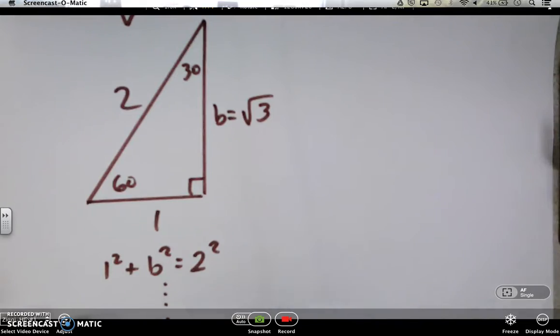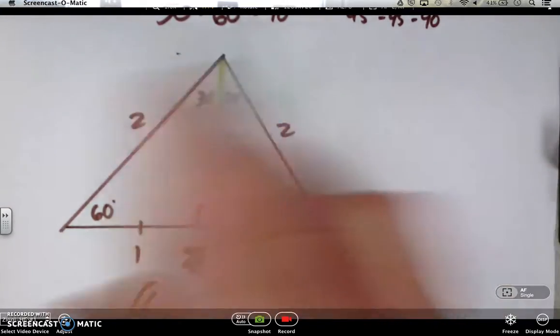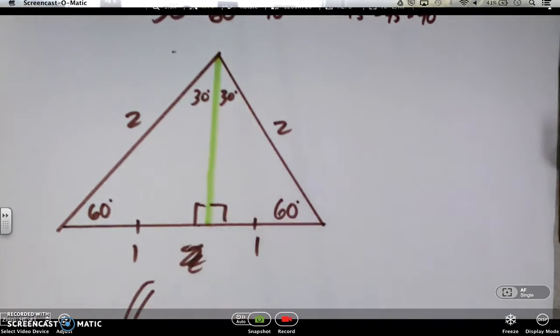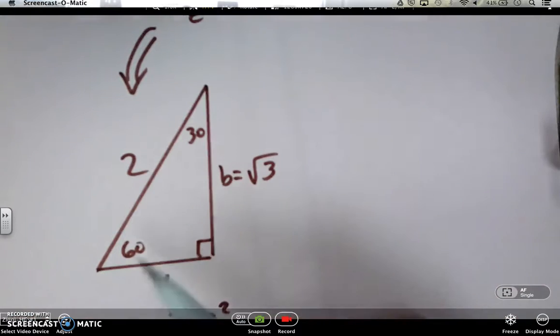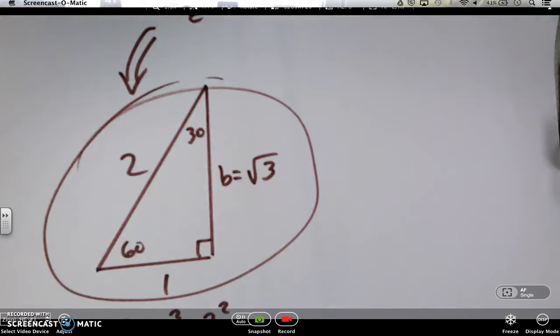If you forget that, go back to how we started. We started with an equilateral triangle with 2, 2, 2, and then split it. That had to be 1. That had to be 1. Well, if that's 1 and that's 2, the Pythagorean theorem says that's the only possibility for the third side. So that's important. That's the one you really want to know, this triangle. We're going to use that all the time.